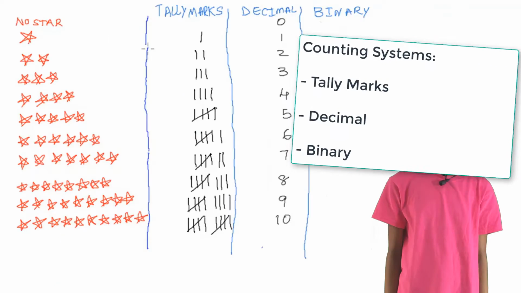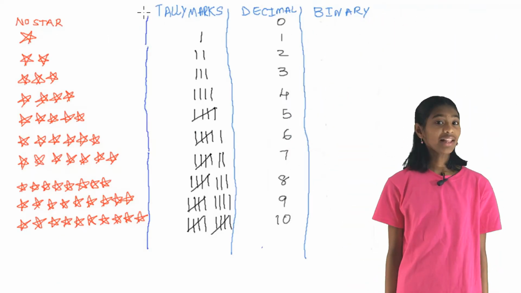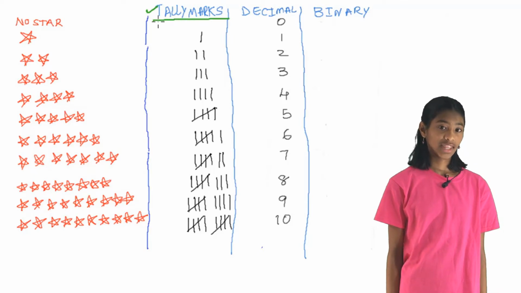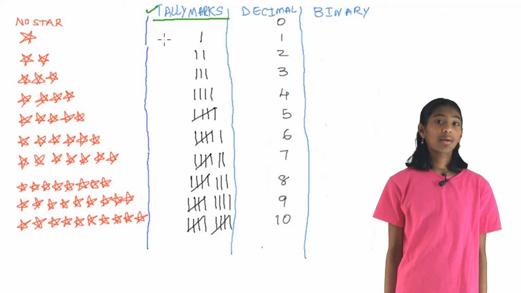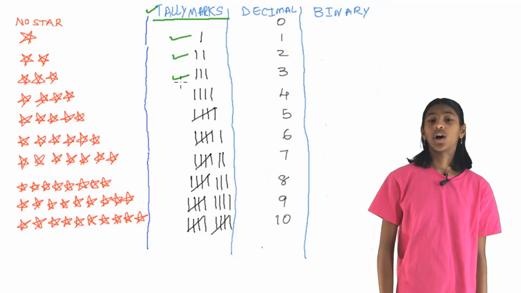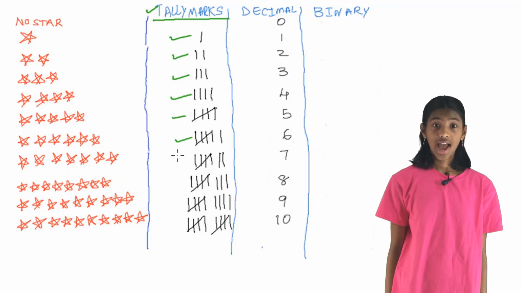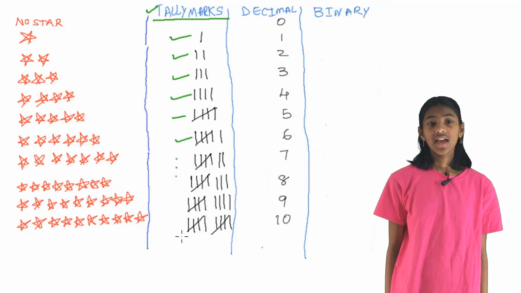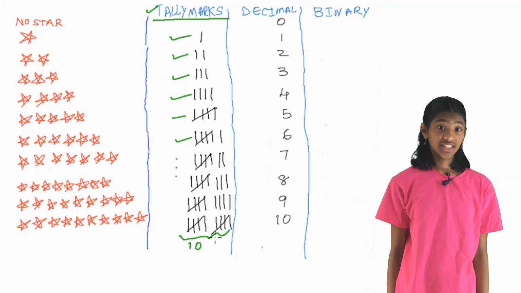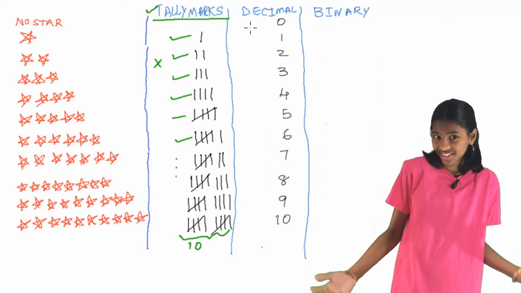Now, here is a picture that I drew earlier. As you can see, tally marks is the oldest and simplest counting system. It is like drawing a mark or line for the amount of things we want to count. In this picture, you see I am trying to count the stars. 10 stars would be like 10 lines. This is a very tedious and not efficient way of counting, right?